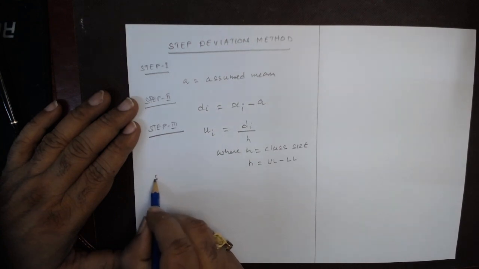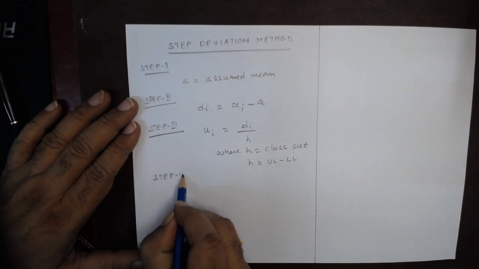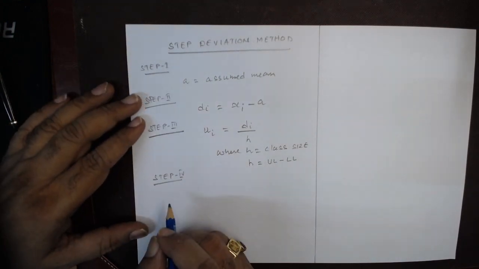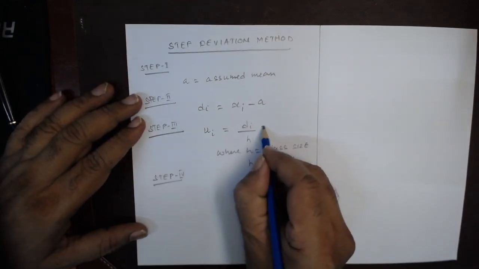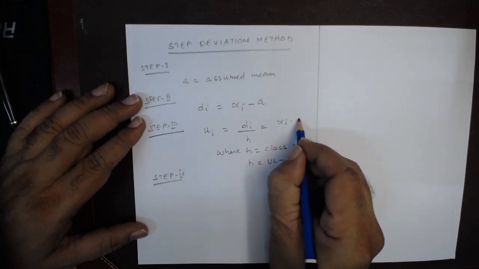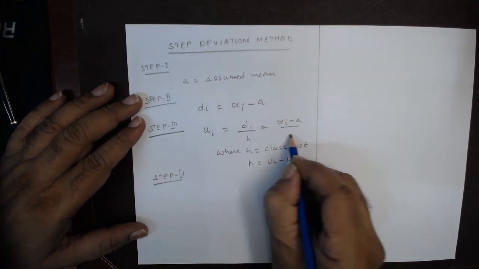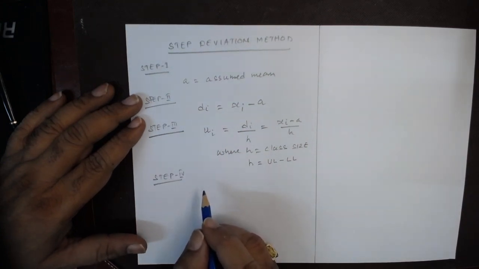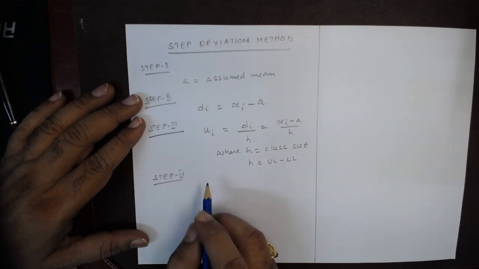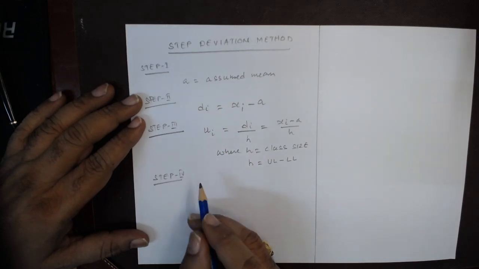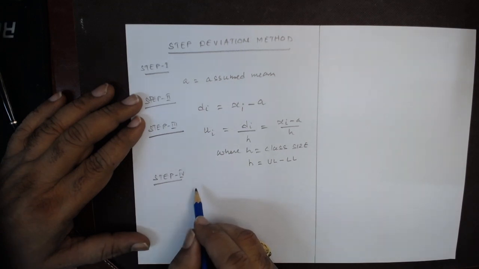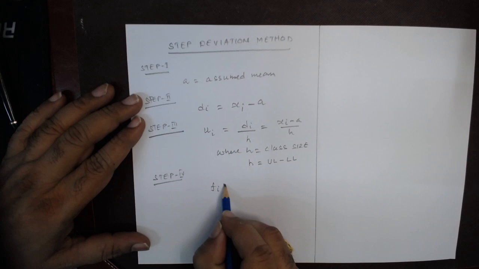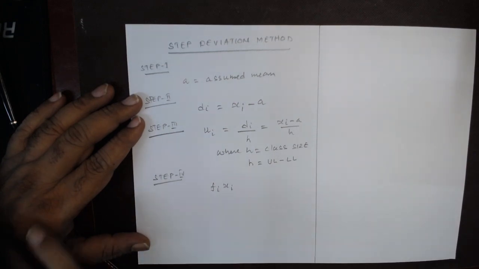Now step 4. This di we already know, which is nothing but xi minus A. Of course, you can put h here. Then find the product of fi and the corresponding ui.